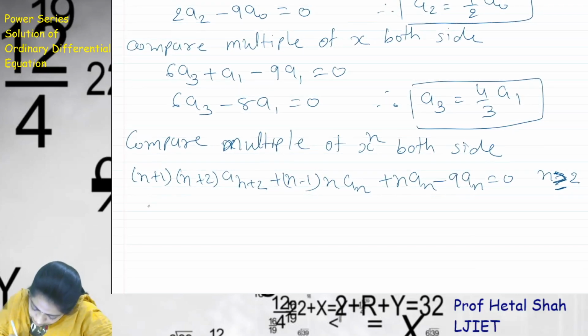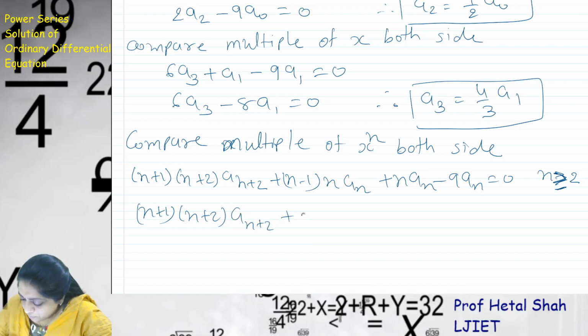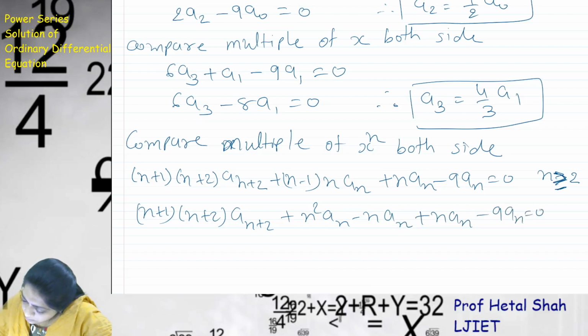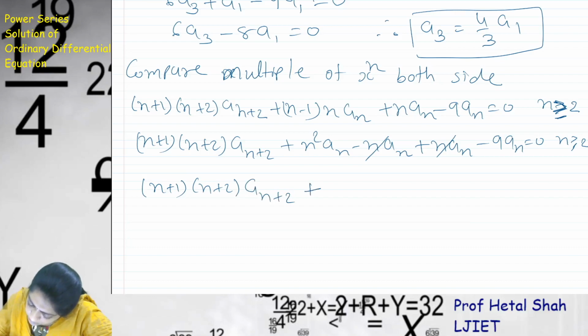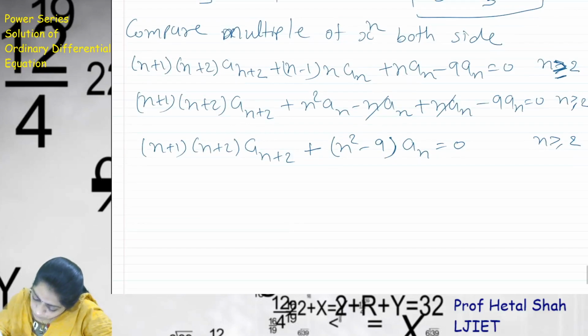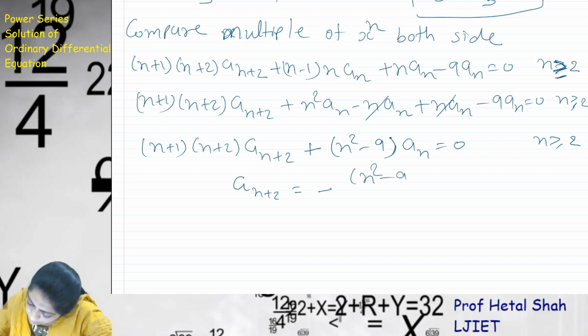Okay, so after simplifying this, (n plus 1)(n plus 2) a(n plus 2), if we split the bracket, we get n square an minus n an plus n an minus 9 an is equal to 0, where n is greater than or equal to 2. Here minus n an and plus n an will be cut. So, the remaining term is (n plus 1)(n plus 2) a(n plus 2) plus (n square minus 9) an is equal to 0, where n is greater than or equal to 2. If we represent a(n plus 2) as the subject, a(n plus 2) is equal to minus (n square minus 9) an upon (n plus 1)(n plus 2), where n is greater than or equal to 2.